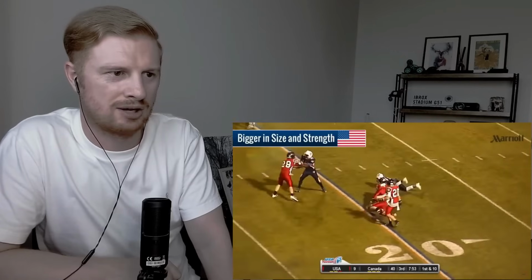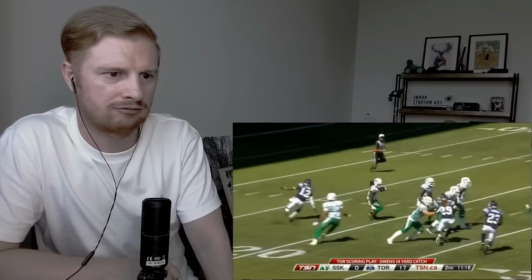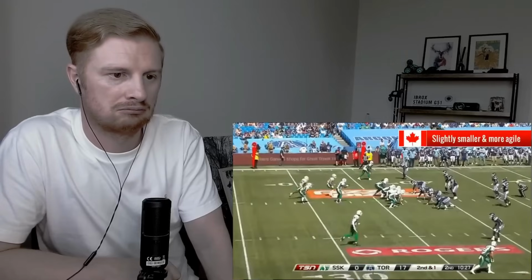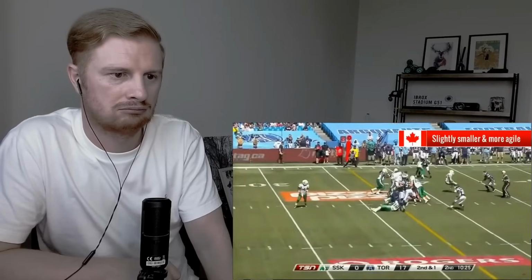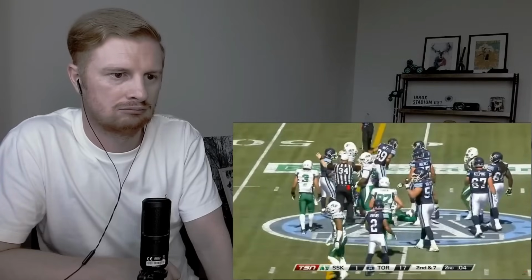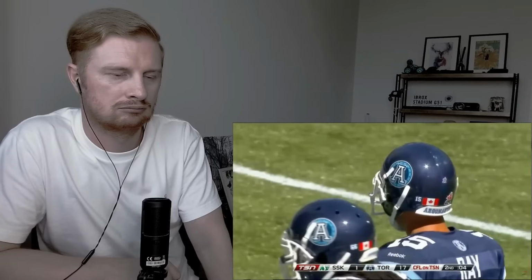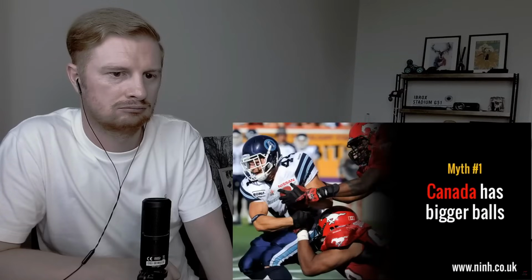American football players tend to be bigger in size and strength, whilst in Canadian football, the players are slightly smaller as they need to be able to move faster than their American counterparts. There are various myths about these two types of football, and I'm here to hopefully dispel some of them. Myth number 1. Canada has bigger balls.